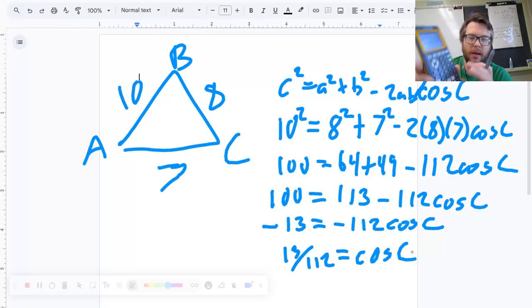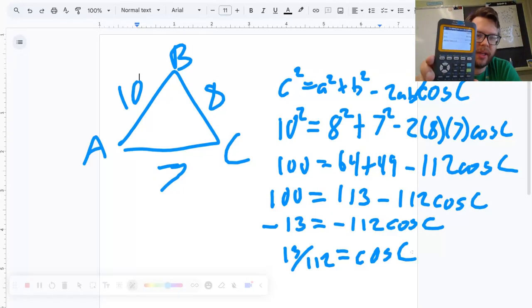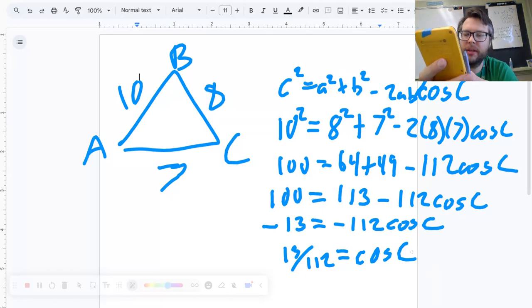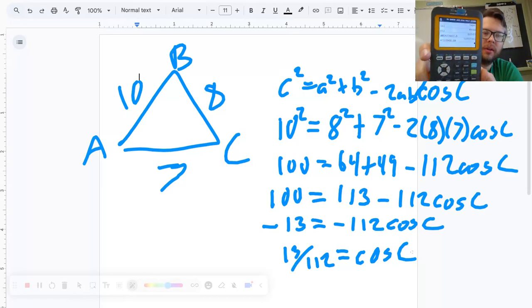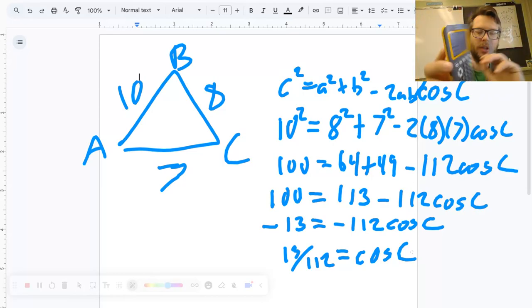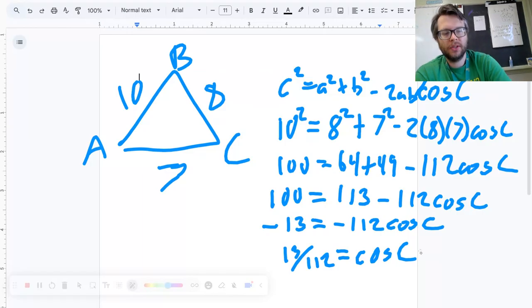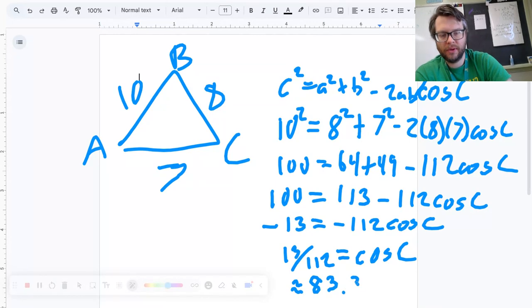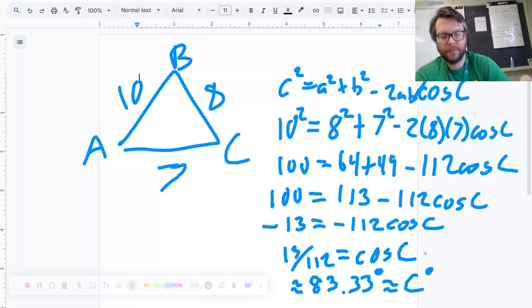And then here, I don't know the angle, so I'm going to use the inverse cosine. So you hit the blue button, you hit second cosine, use the answer that you had before, or type the fraction in. Try not to use the decimal. So we know that angle C is approximately 83.33 degrees.